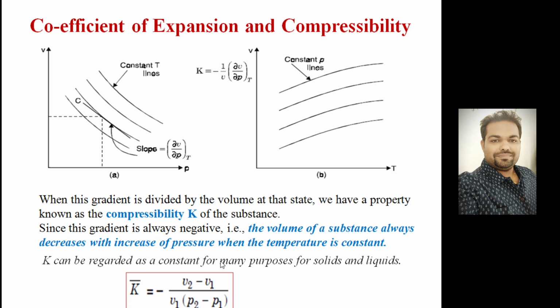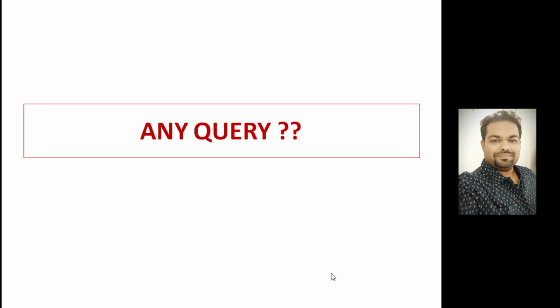K can be regarded as constant for many purposes for solids and liquids. So with this I am closing today's discussion. Today's agenda was basically to give you an idea about thermodynamic relationships. We have derived expressions for the general relationship between pressure, volume and temperature, that is equal to -1.